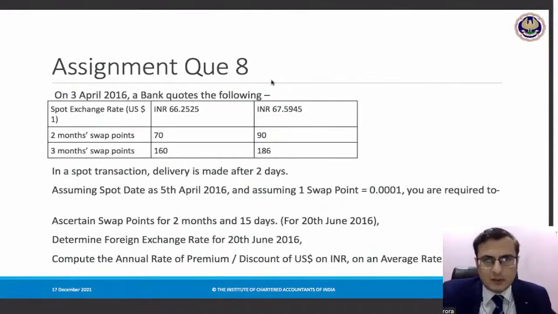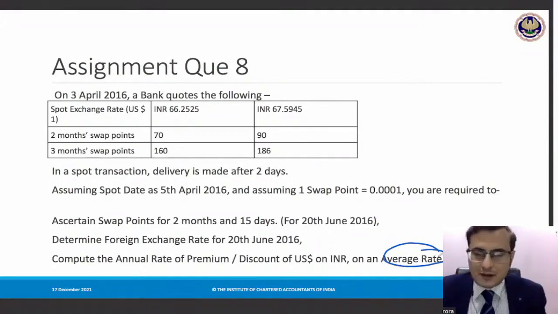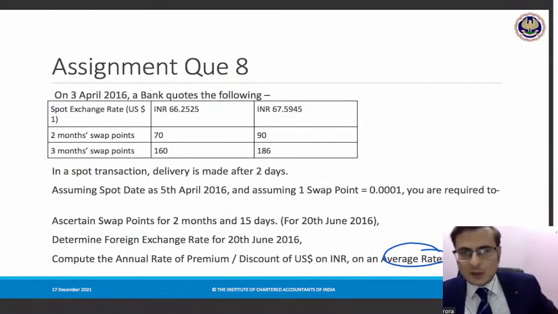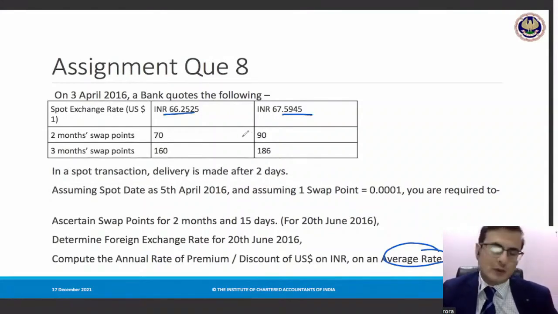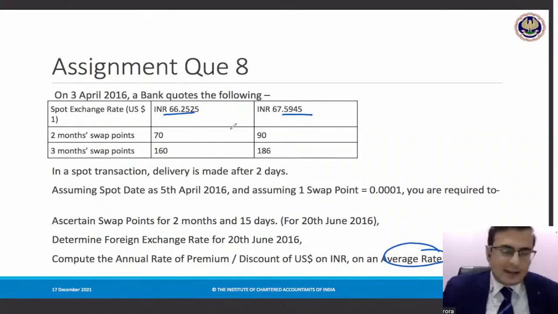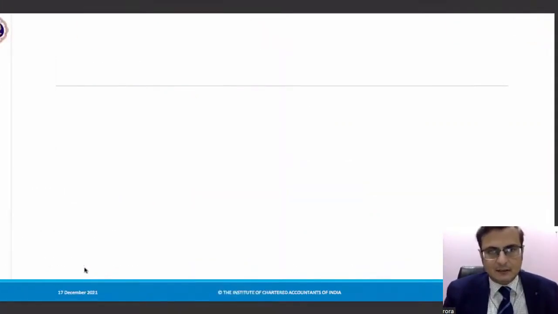You have to compute the annual rate of premium or discount, but on average basis. What does average basis mean, beta? You need to calculate the average of the rate that you have calculated and the rates which are given. These rates, take the average of both. That's it. And the premium or discount. Should we do that so that we can take a break?